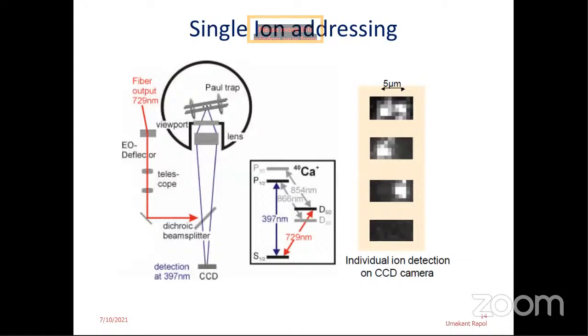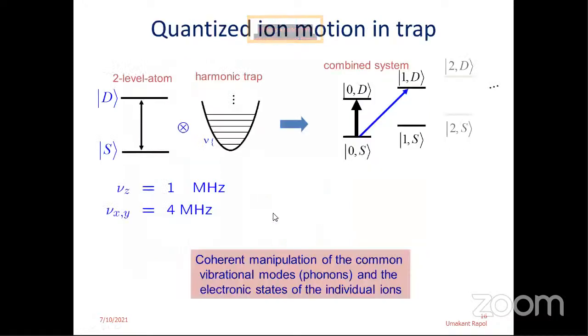Now, how does one address ions in this system? For example, this is a real picture of fluorescence from two ions. You can see that these ions keep blinking depending upon whether this particular transition from S1/2 to D5/2 is driven or not. Once it is excited, there is no fluorescence from the 397 nanometer laser because the electron is gone. But if the electron is in the ground state, then you see fluorescence. So this is the fluorescence of the ion at the 397 nanometer laser.